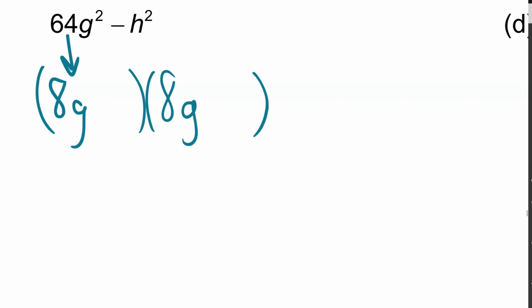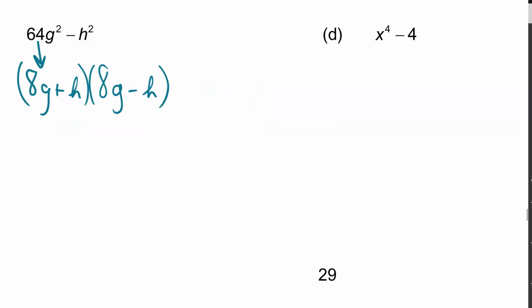Okay, so I'm setting up my binomials. And then what times itself is h squared? h. So (8g plus h)(8g minus h). Perfect. Let's do another example. This one's a little harder, a little trickier. We have an x to the 4th term. What times itself is going to be x to the 4th power? x squared, exactly. So I can write it as (x squared minus 4)(x squared plus 4).